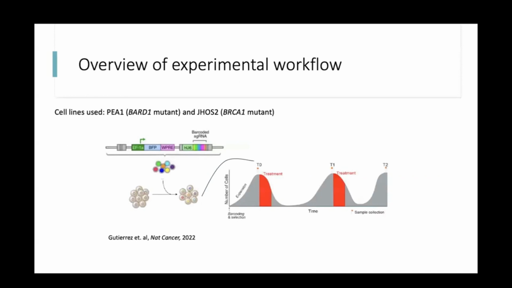So this is an overview of the experimental workflow that was used. Two ovarian cancer cell lines were used, namely P1 and JOS2. Cells from these two cell lines were transduced with DNA barcodes, and upon transduction, they were subjected to two rounds of chemotherapy. Cells were collected prior to any chemotherapy treatment, called T0, and post two rounds of chemotherapy, called T2.